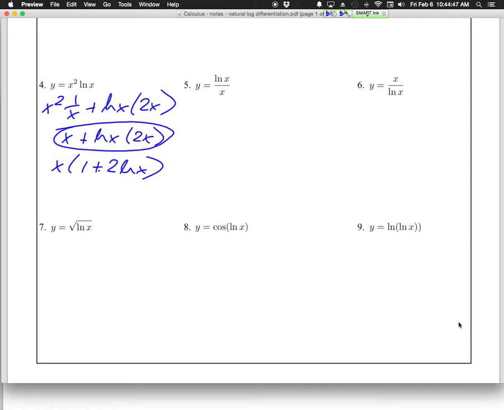What has to be done with number 5? Quotient. Brady, remind everybody what the quotient rule is. Bottom times derivative of top minus top times derivative of bottom over bottom squared. So we end up with 1 minus the natural log of x over x squared.